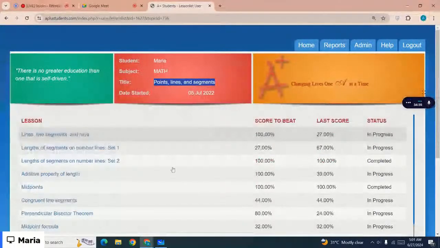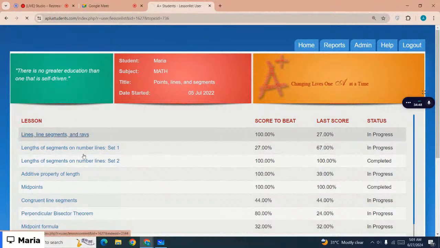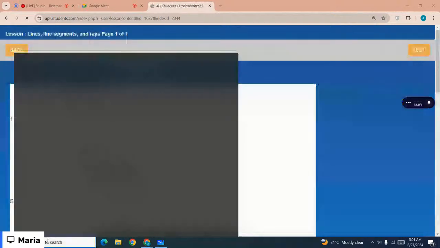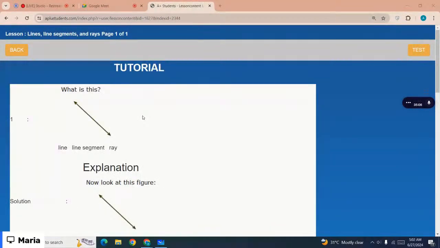Here I am on grade 10 math. The chapter we are on right now is points, lines, and segments. Let's just start with the first lesson, that is lines, line segments, and rays. What is this, line, line segment, or ray? Which is the correct option?